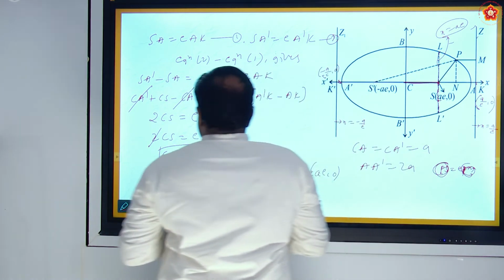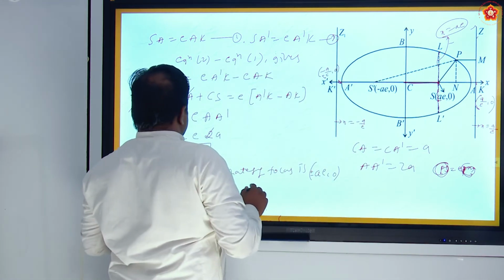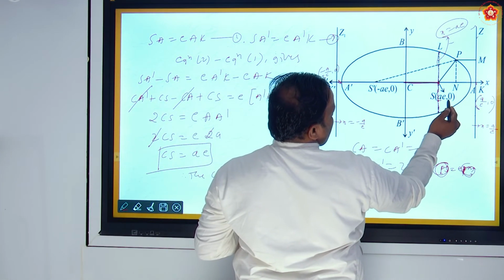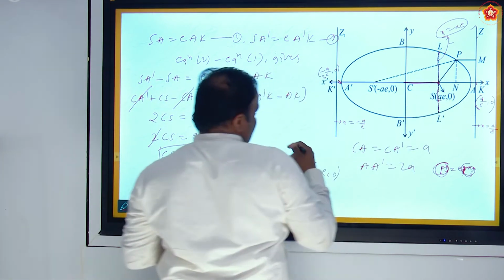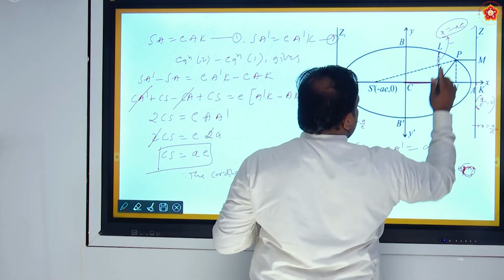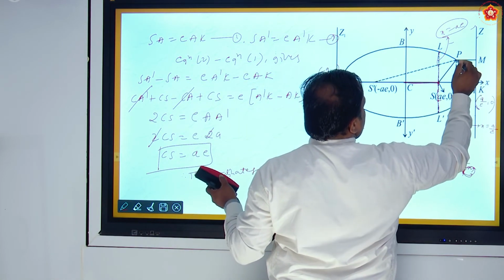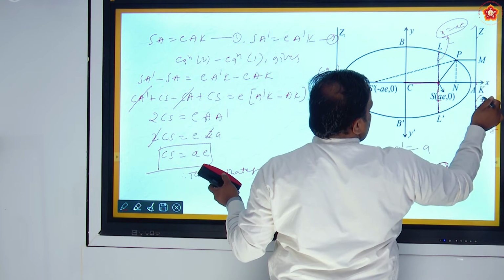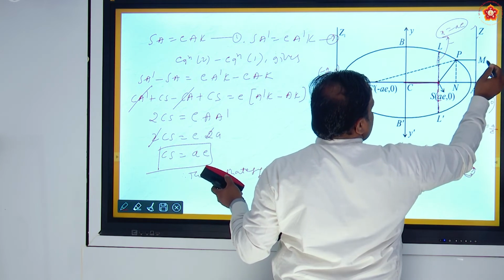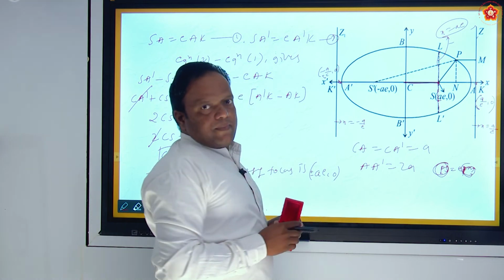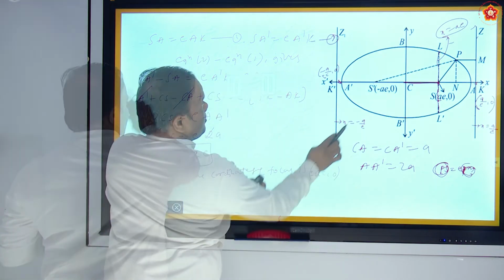Okay. So we know CS equal to AE, means the coordinate of S is (AE, 0). The next step is, we know the coordinates. We find all the coordinates. We know S already. Take P (x, y) and M. Suppose we know K, directly we can write the M coordinates. Using the distance formula, PS equal to e times PM, we will get the answer.